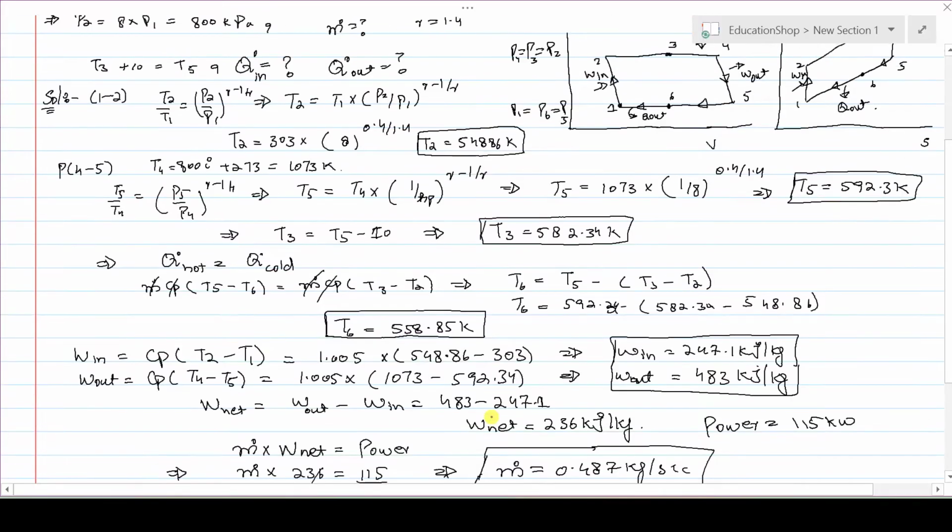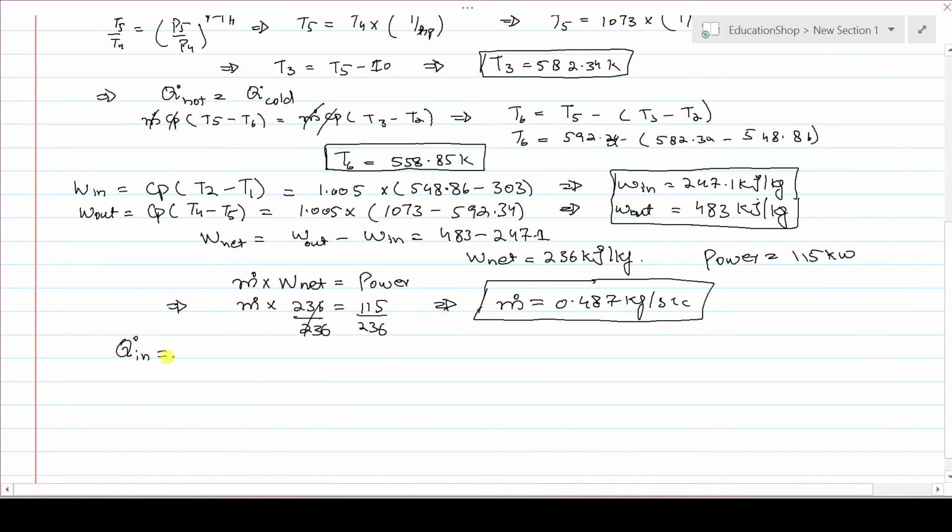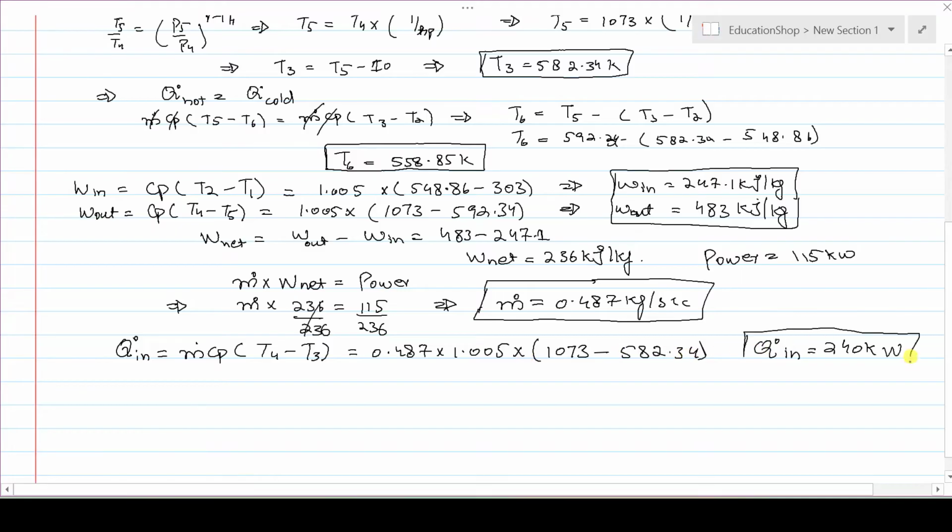One thing that has been asked in the question is to find the heat addition and the heat rejection. Now the heat addition is Q dot in, that is equal to m dot Cp, change in temperatures, that is T4 minus T3. When you solve this on calculators, you will get the heat input, that is 240 kilowatt. This was our first requirement. This is answer 1. Next is to find the heat rejection.